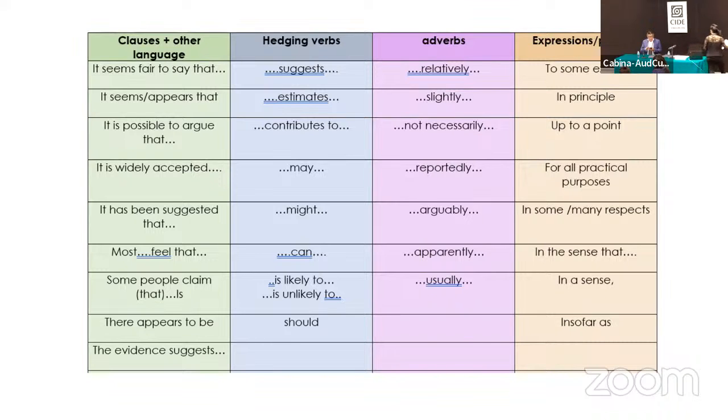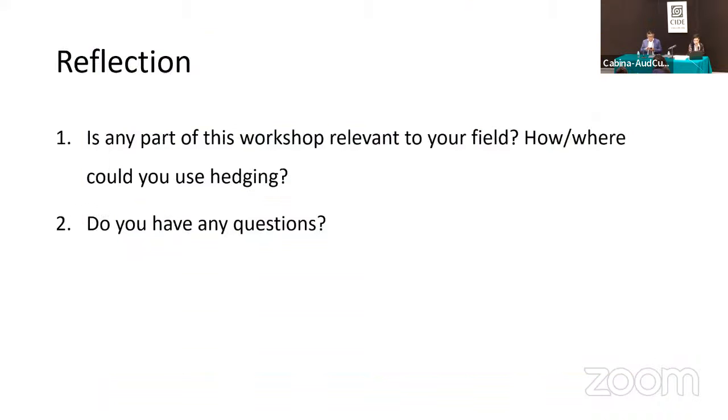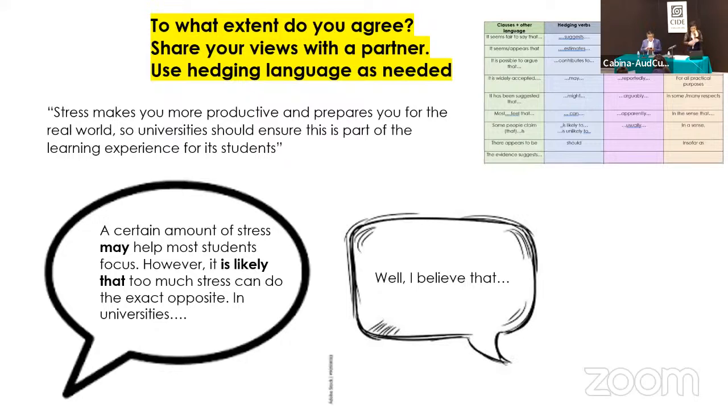Okay, so let me share them here so you can see them. For instance, this is the first one. I edited this one. Stress makes you more productive and prepares you for the real world. So universities, any university, should ensure this is part of the learning experience for its students. And for example, you could say, yes, I definitely think that, or I definitely do not agree, strong, or more tentative: a certain amount of stress may help, but it's likely that too much can be negative. Okay, this is just expressing points of view. If you want to use this language, okay.